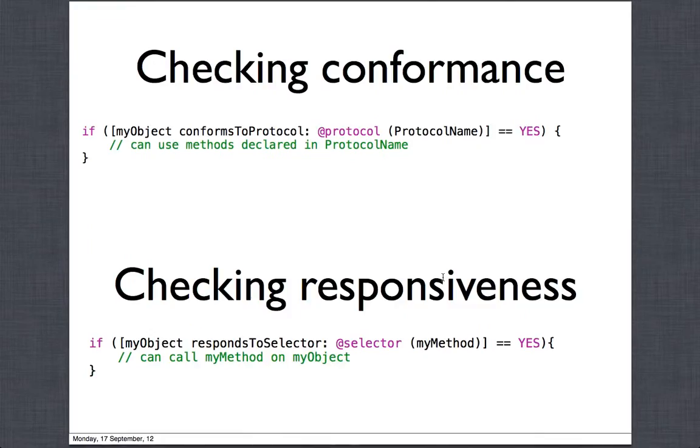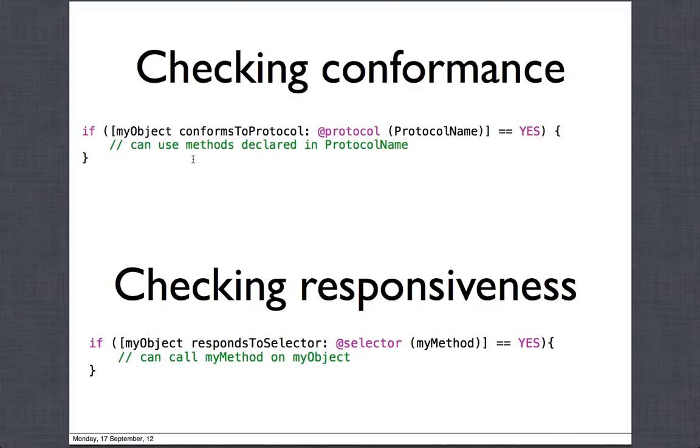You can check the conformance. So if you have an object, you can check if it conforms to a protocol. And if we inherited from NSObject, we have this method called conformsToProtocol. And if we send a protocol to that using the protocol keyword and protocol name, it will reply with yes or no. And if it's yes, we can use methods in this block.